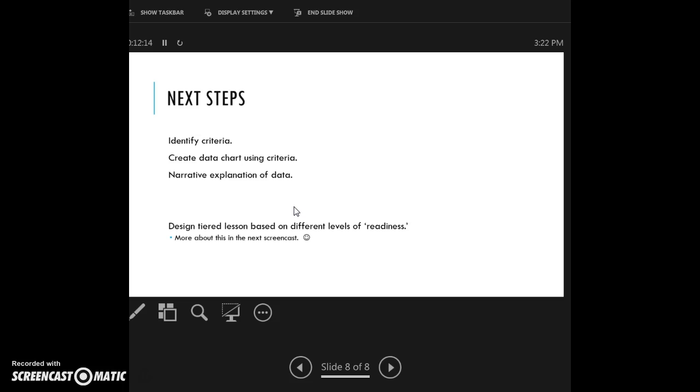We're going to end up using this information to create a tiered lesson plan. More about tiering and what a tiered lesson plan is in the next screencast. For now, I just want you to focus on gathering this information and being able to write it in a short explanatory paragraph. That is it.